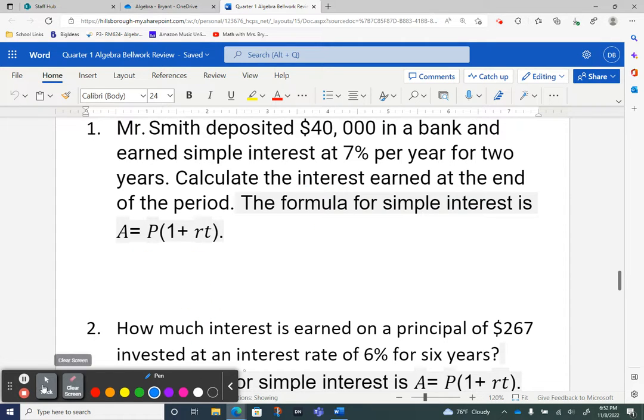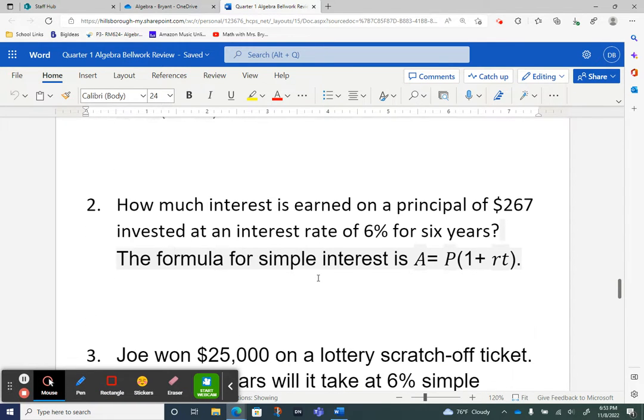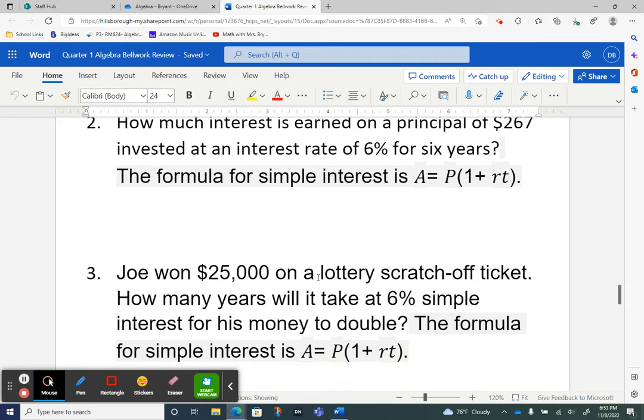All right, so let's go ahead and slide on down. So on number 2, we had the interest earned on a principal of $267 invested at 6% for 6 years.